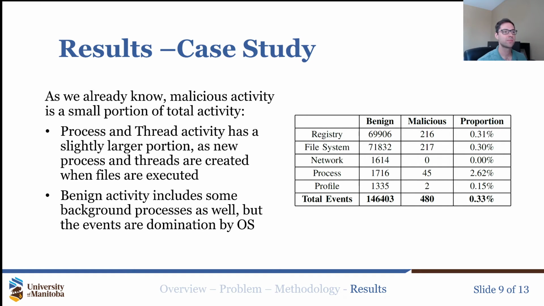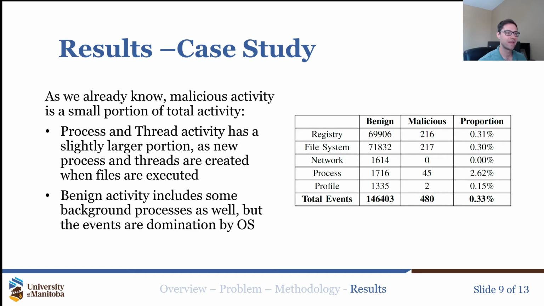So just a few points. Process and thread activity had a slightly larger proportion as a percentage when files are executed. It's interesting to note that 2% of all activity was from the process and thread. That's just because with benignware, everything that's running is running as background processes, right? The creation of new processes, and maybe not threads in the case of malicious, but new processes, occur when malware is executed, which makes sense to us.